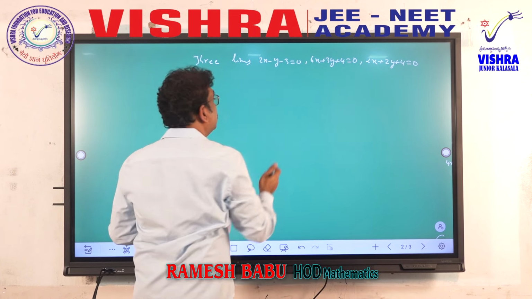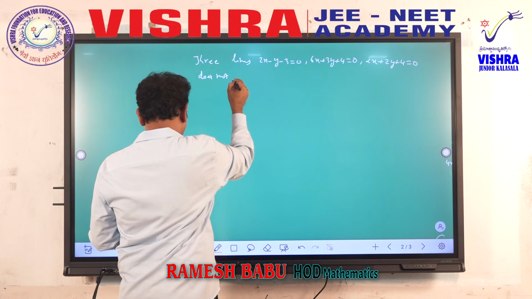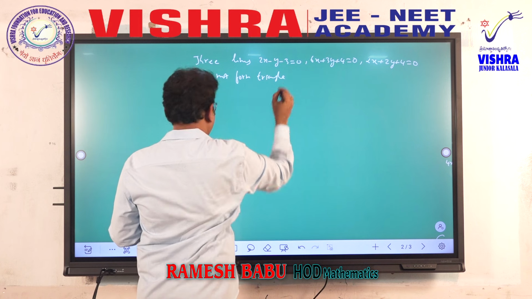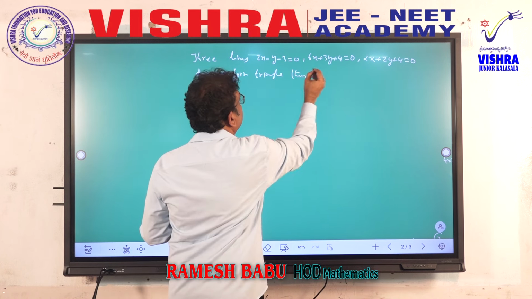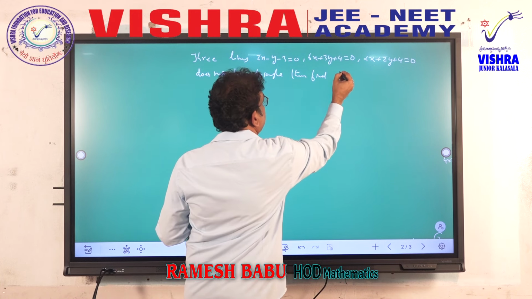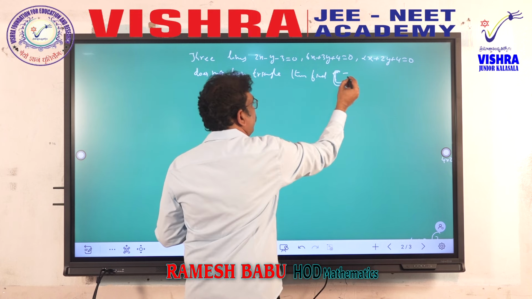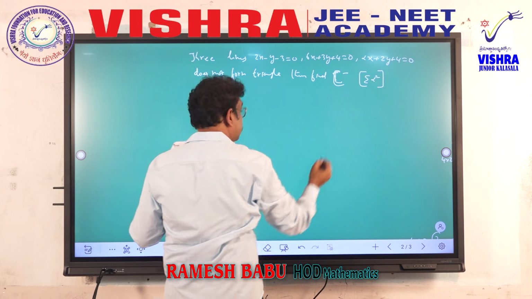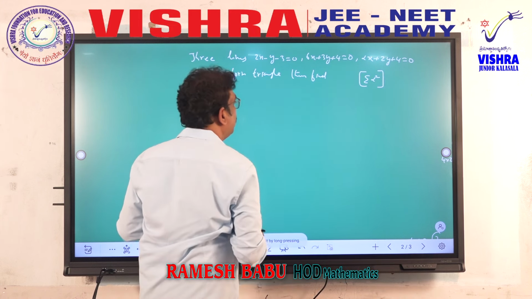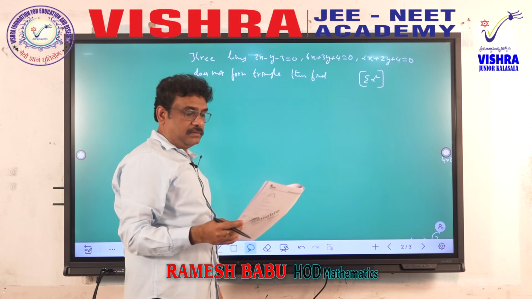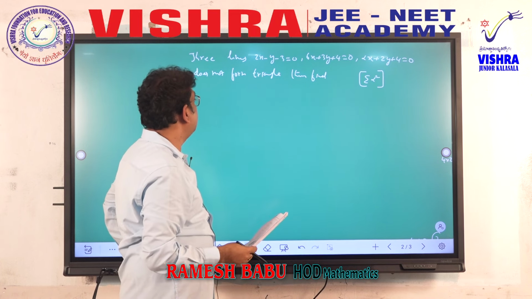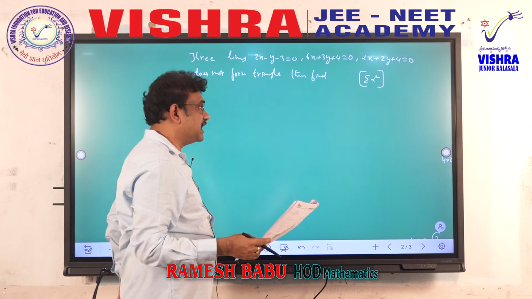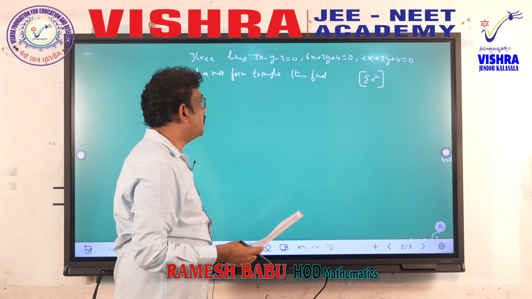Here the three lines do not form a triangle, then find the sum of alpha square, sigma alpha square. Here, three lines not forming a triangle means two of these lines are parallel. The first case is two lines are parallel, the second case is if the lines are concurrent.